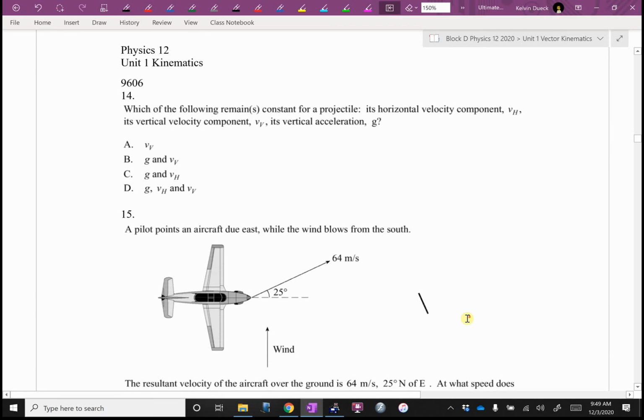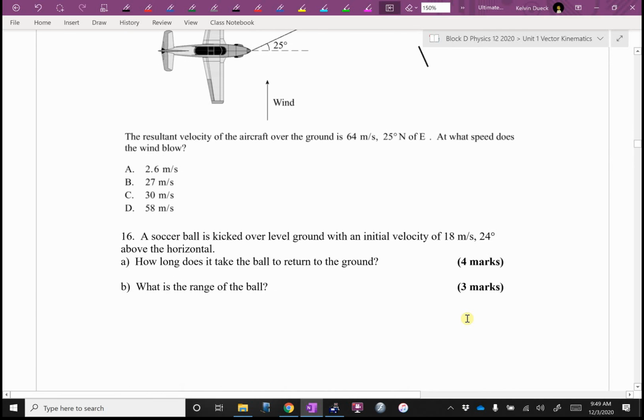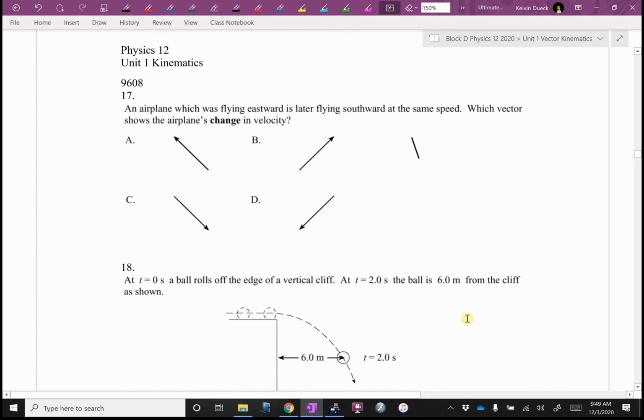14 is good. I like number 15. There's your airplane in a crosswind question. 16 is good. I like number 17. What's number 17 asking you to find? What's changing? If I'm going to get you to do some vector subtraction, it's probably going to be a change in question. Just saying.